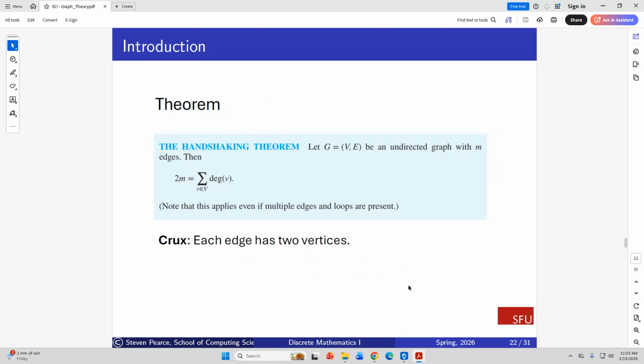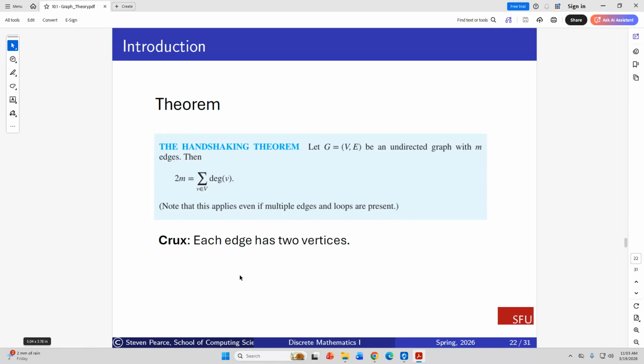Okay, and here is our first theorem, the handshaking theorem. Kind of get the idea? You're handshaking, 2 edges coming to a node. Let the graph G = (V, E) be an undirected graph with m edges. Then the sum of the degrees of all the vertices is an even number. Note that this applies even if multiple edges and loops are present.